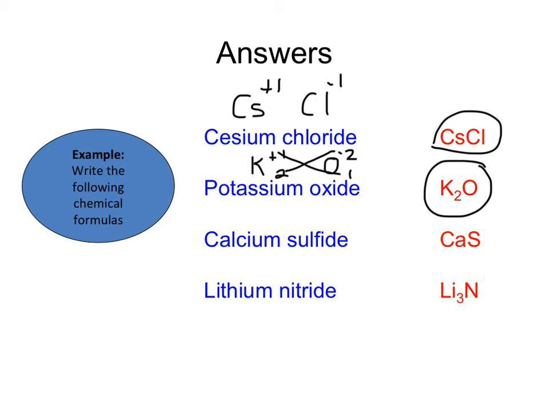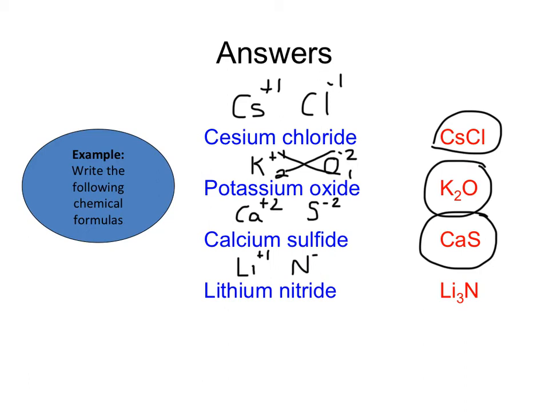The next one is calcium, which is Ca. It's in group 2A, so it's +2. Sulfur is going to be in group 6A, so it's going to be a -2. The +2 and the -2 will neutralize each other, and so they're going to come together in a 1-to-1 ratio of CaS.